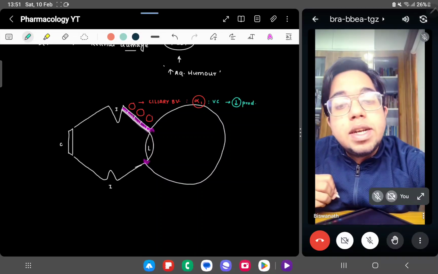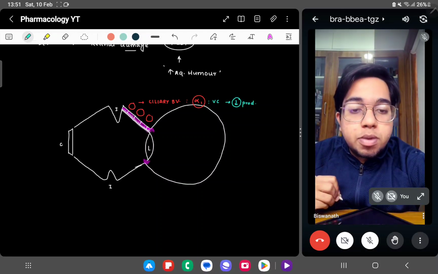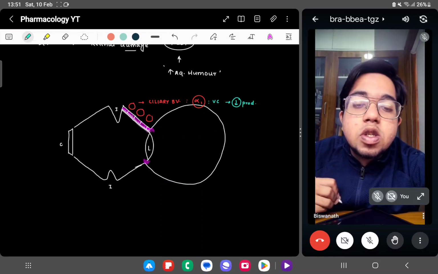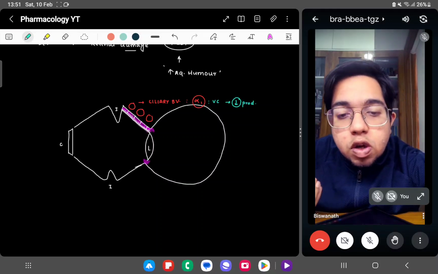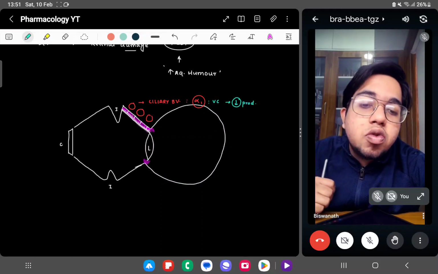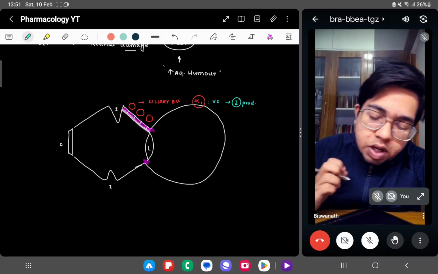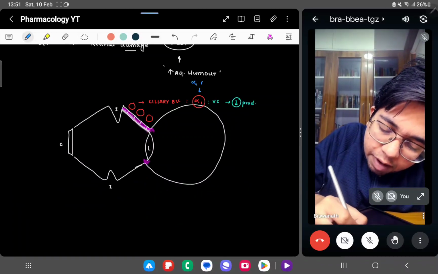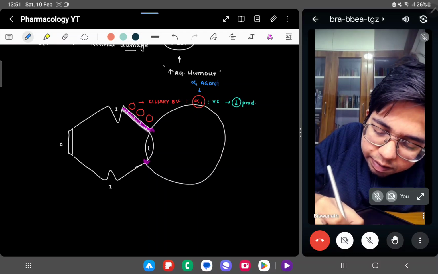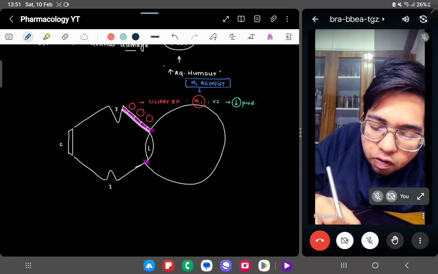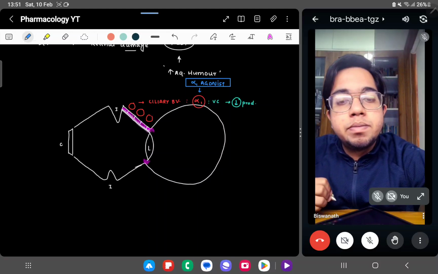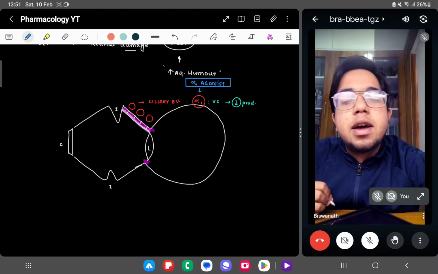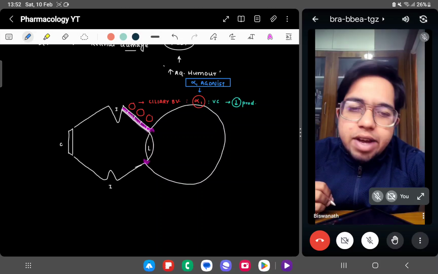So if these are decreasing the production of aqueous humor, basically they are helping us so as to not produce glaucoma. So if we give alpha 1 agonist drugs, will that help in glaucoma? Yes. So alpha 1 agonists are useful in glaucoma. Very easy.